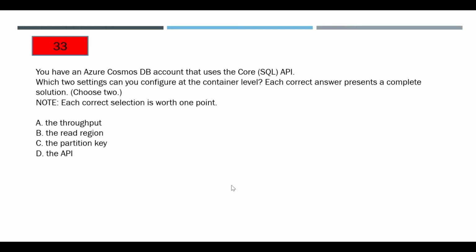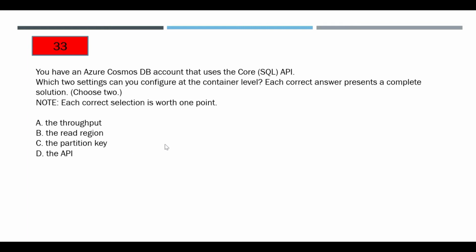Now let's look at this question. You have a Cosmos DB which is using a SQL API, and you want to configure settings at the container level. Which settings are available at the container level? They want two answers. The two answers here would be throughput and the partition key. This is a feature available at the container level. You can define partitions, the partition key, and logical partitions at the container level.